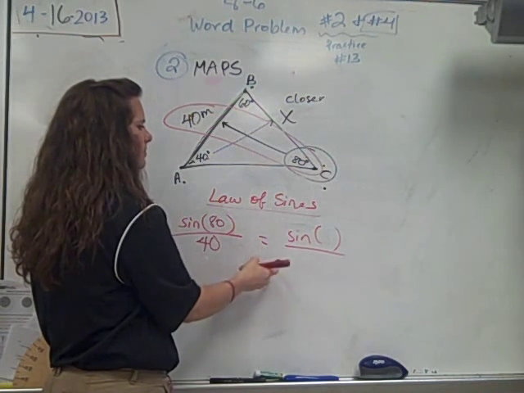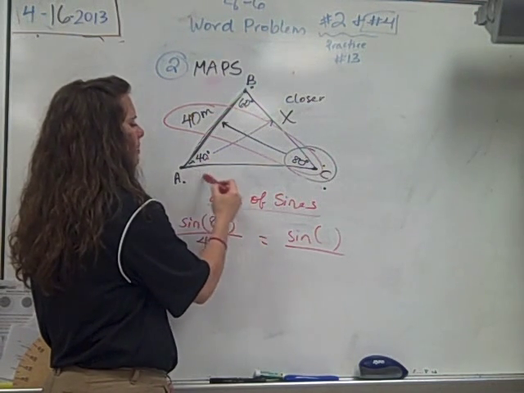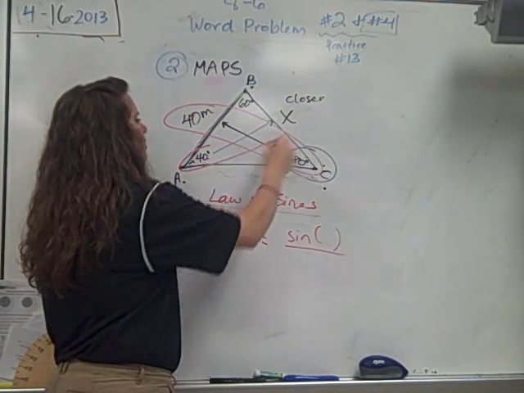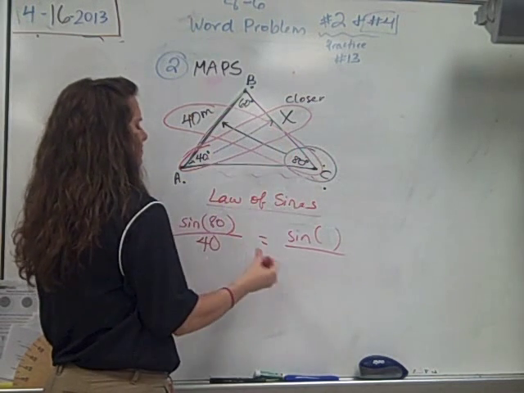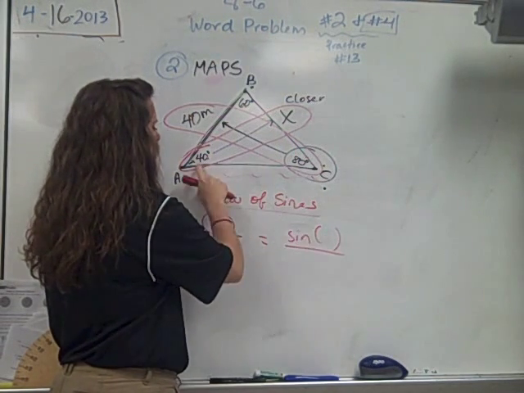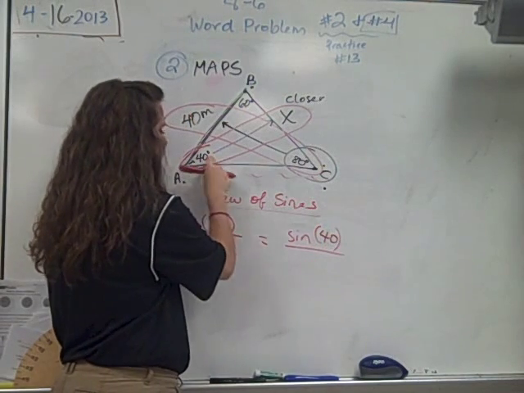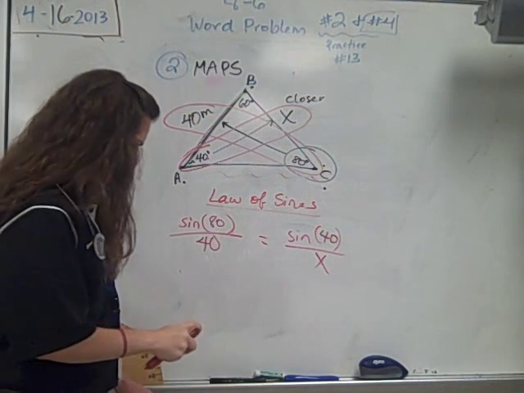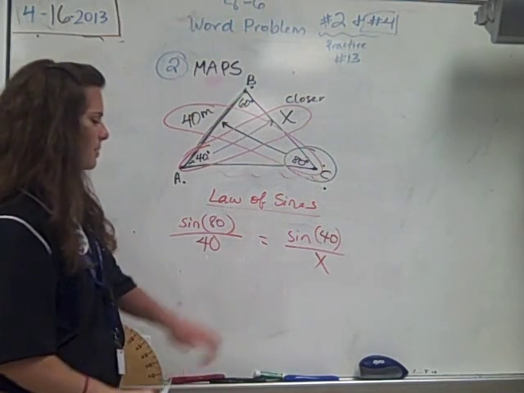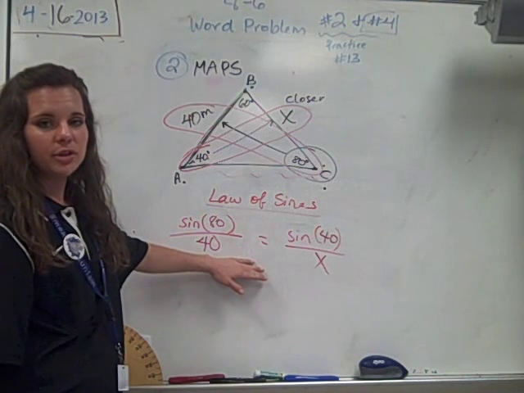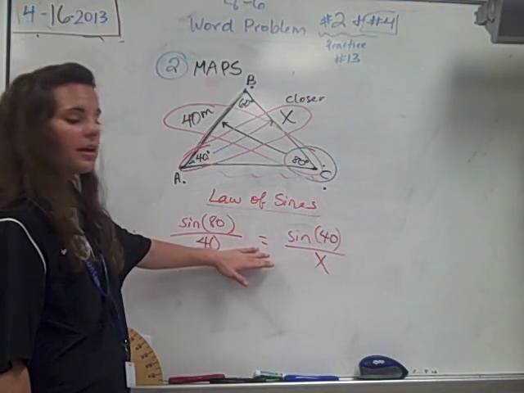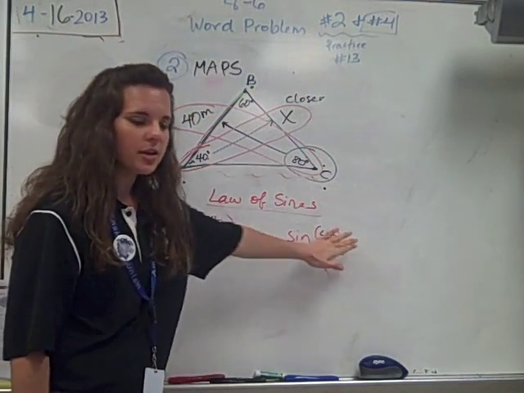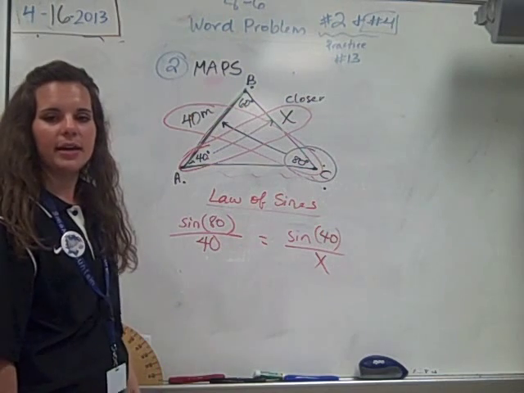Can you set this other one up? We don't care about AC because we don't want to know what that is. We could find it if we wanted to. But we want this other one with the X on it. Sine, what always goes right beside your trig? Your degree. And then what's the side opposite? X. I am not going to punch this in the calculator and solve it. You guys need to get that practice so you can answer this question by cross multiplying here, hit enter, and then divide by the sine of 80.